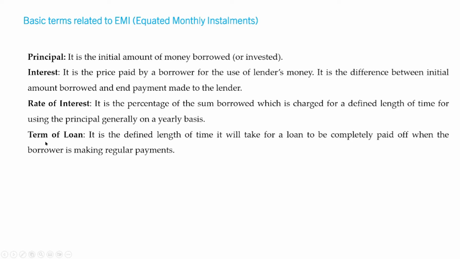And next we have term of loan. Now this term of loan is nothing but the defined length of time within which the borrower has to repay the entire amount to the lender. It is the defined length of time it will take for a loan to be completely paid off when the borrower is making regular payments. So these are some of the terms related to equated monthly installments.